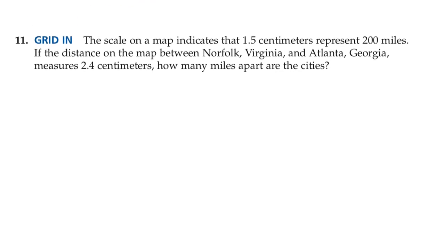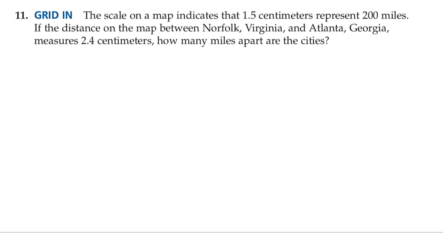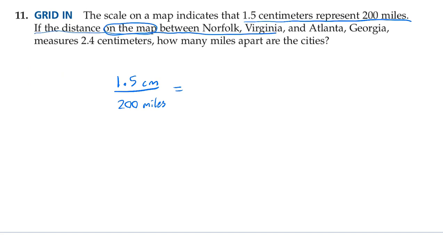Okay, now what about the scale on a map indicates that 1.5 centimeters represents 200. So I'm going to write that as a ratio. 1.5 centimeters is to 200 miles. Okay, that's useful. Probably that's like the key or the legend. And then if the distance on the map, so the smaller scale version, between this place and this place measures 2.4 centimeters, then how many miles apart? So that's the x is how many miles.